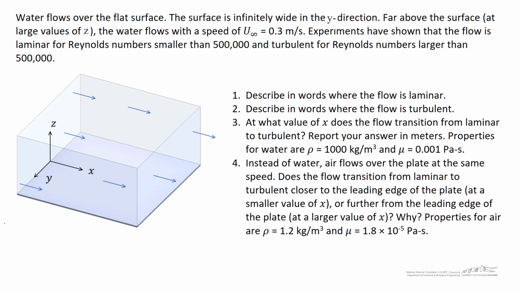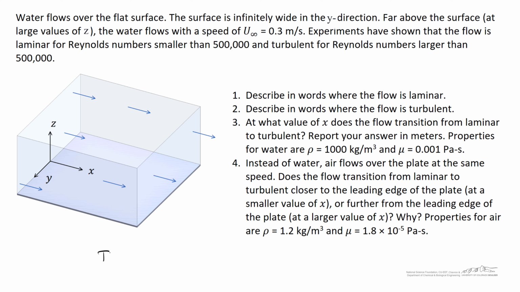Based on experimental measurements, we know at Reynolds numbers smaller than 500,000, the flow is laminar, and for Reynolds numbers larger than 500,000, the flow is turbulent in nature. So we want to figure out a few things. The first thing, we want to describe in words where the flow is laminar. So in other words, where in this diagram is the Reynolds number smaller than 500,000?